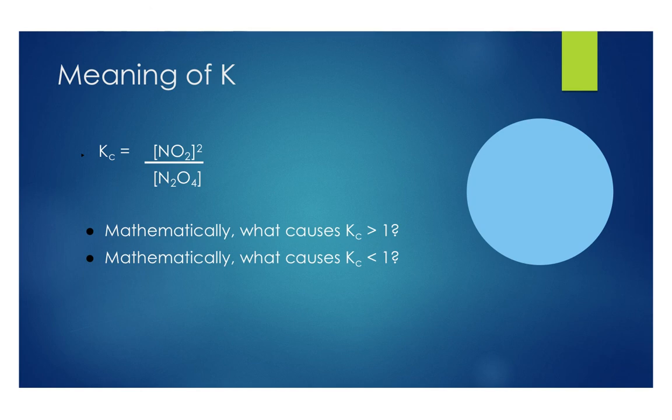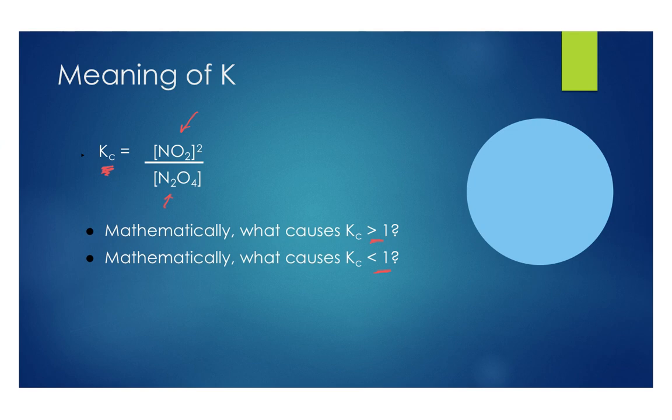And then if we start figuring out what concentrations of chemicals are at equilibrium, then we can get a numerical number for that equilibrium constant. Well, what does that number mean? What does an equilibrium constant number mean? So mathematically, what would cause Kc to be greater than 1? What would cause Kc to be less than 1?